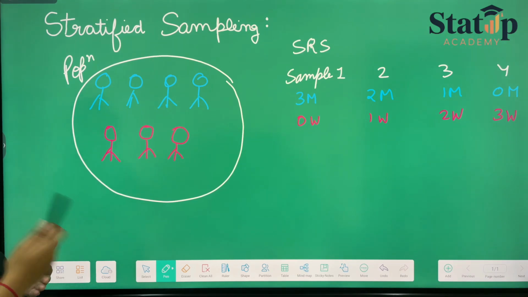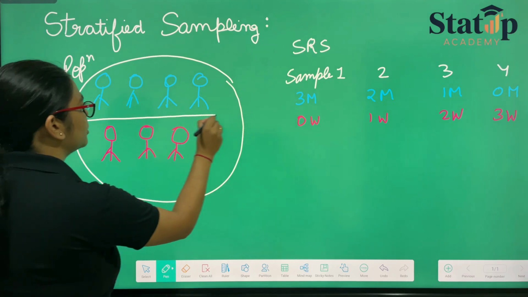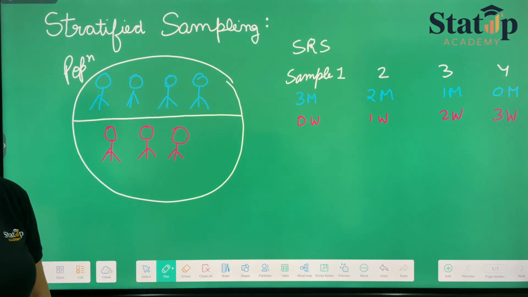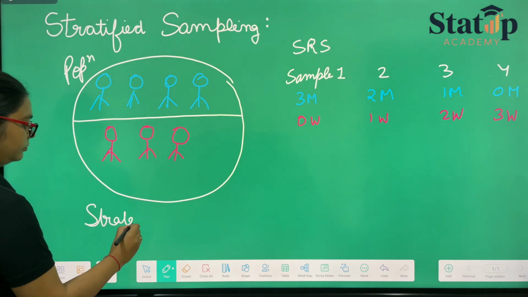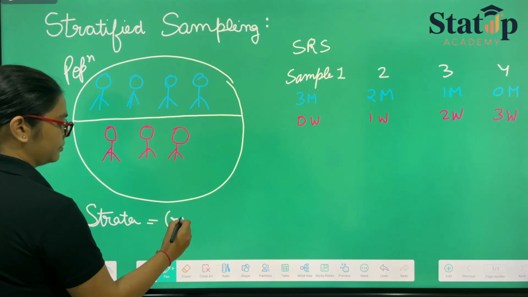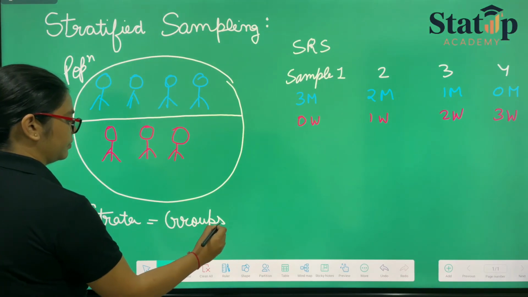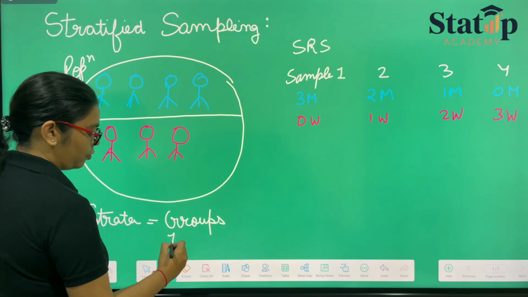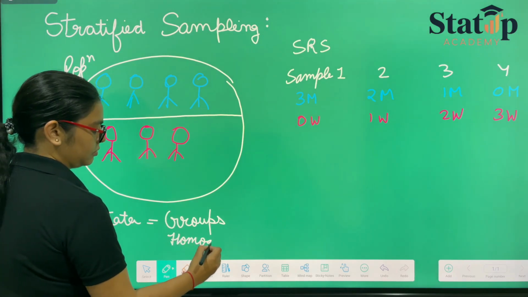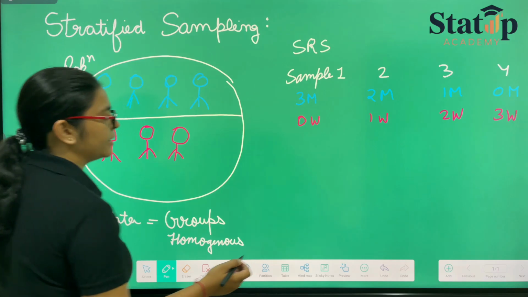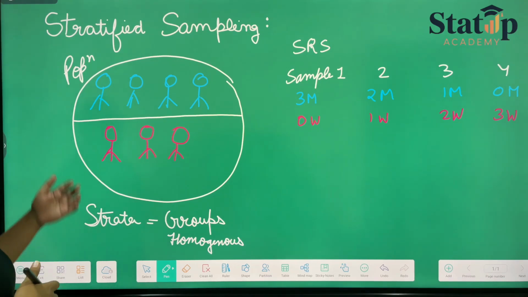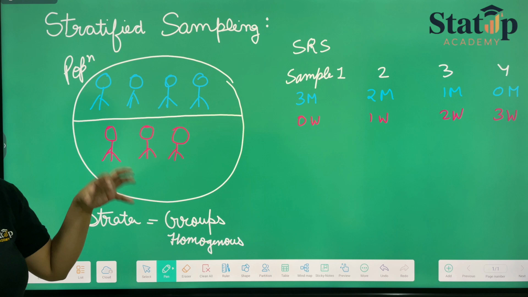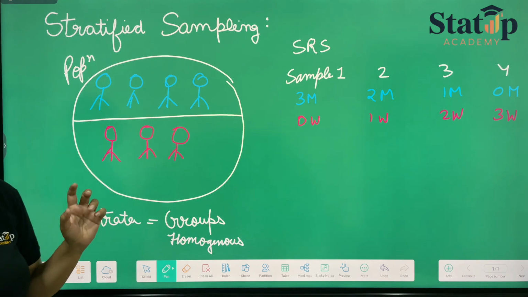This is known as stratified sampling. In stratified sampling, we divide the population into homogeneous subgroups or strata. Strata are nothing but groups which are homogeneous. Homogeneous means having the same characteristics. Each group has the same characteristics within itself, and two different groups have different characteristics between them. So all men are considered as one group, and all women are considered as another group.